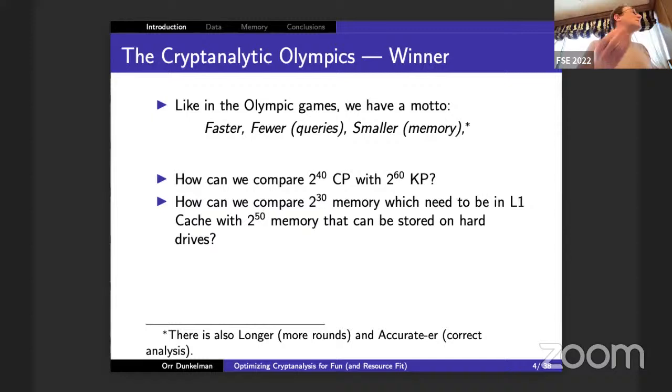The same goes for memory. For example, if you discuss attacks, you can find attacks that use 2^30 memory, all of which must reside in level one cache. I'm terribly sorry if you're not following hardware design. I think that with a cryptographic audience, I shouldn't explain too much about how the memory works. Otherwise, there is a long line of cache side channel attacks that you're missing out on. But compare a very fast memory to an attack which uses significantly more memory, but this memory can be stored on hard drives.